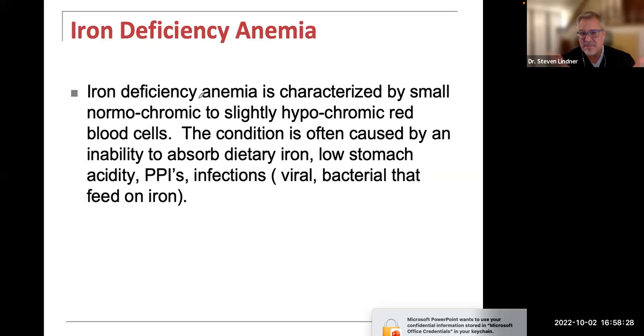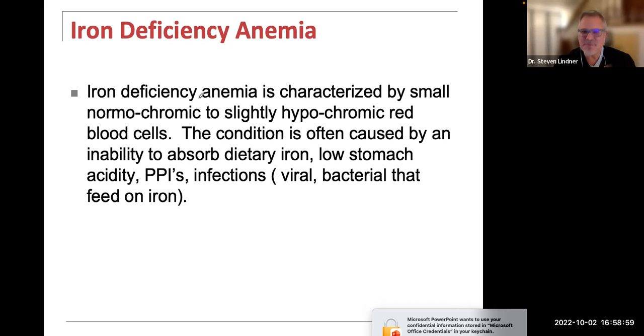Iron deficiency anemia is as it sounds. Iron deficiency anemia, these are small to normochromic to slightly hypochromic red blood cells, and it's caused by the inability to absorb dietary iron. Low stomach acids. The individual could be on PPIs, which are proton pump inhibitors.